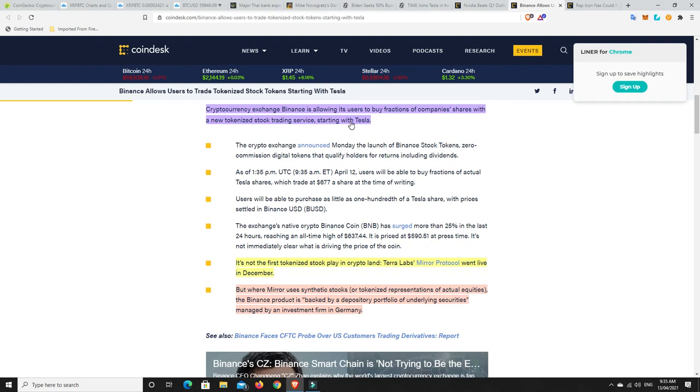So I think Robinhood do something similar like this. You don't have to buy the whole share. You can buy micro shares in it. And now Binance, excuse me, are getting on board, and their coin is just pumping. It's going so crazy. If they do something like the Coinbase IPO, I mean, that'll be very, very interesting. Now, it's not the first tokenized stock play in the crypto land, though, because Terra Labs Mirror Protocol, they went live in December.